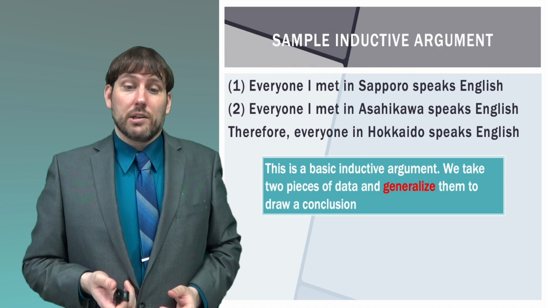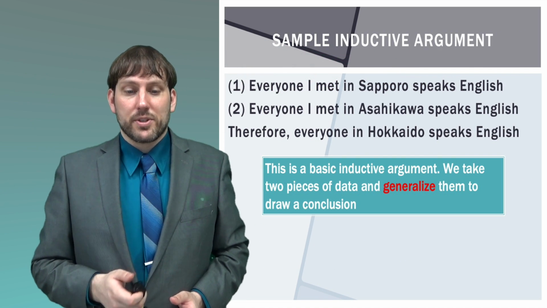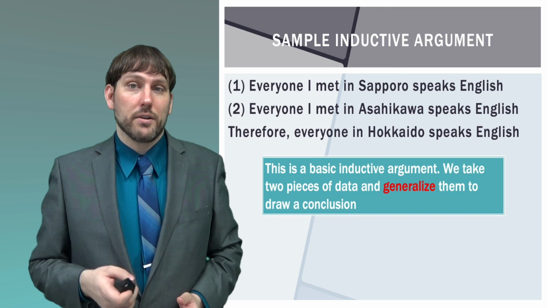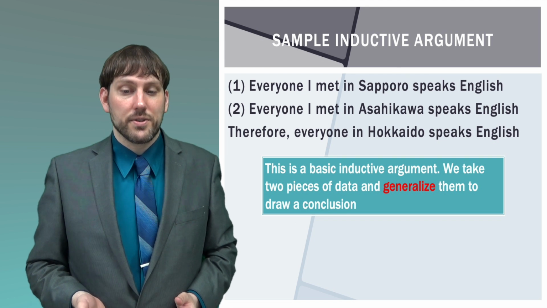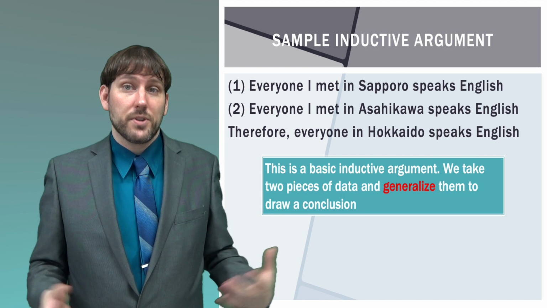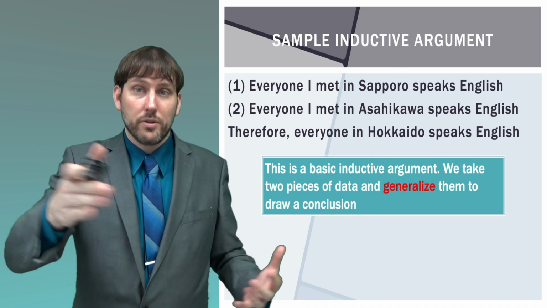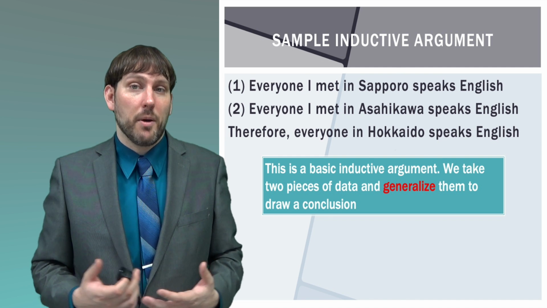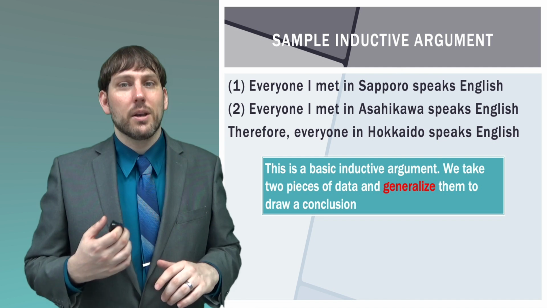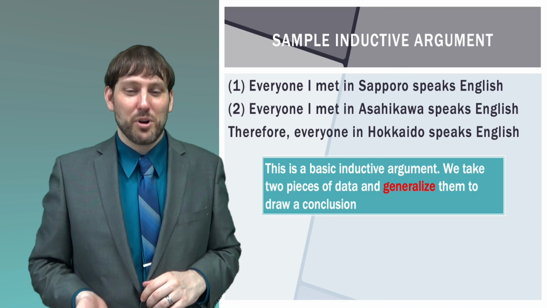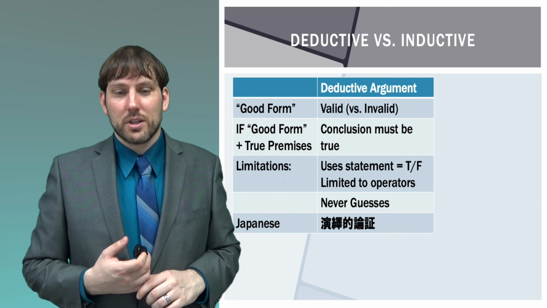Here's a sample inductive argument. Everyone I met in Sapporo speaks English. Everyone I met in Asahikawa speaks English. Therefore, everyone in Hokkaido speaks English. The idea here is that I have one person, another person, or many people at these places, and I make a generalization about the whole of Hokkaido. Generalization is ippanka, where I'm speaking about multiple things at once. The basic concept is that we make a larger claim that's bigger than just the things that were our premises. Let's compare this again with a deductive argument.